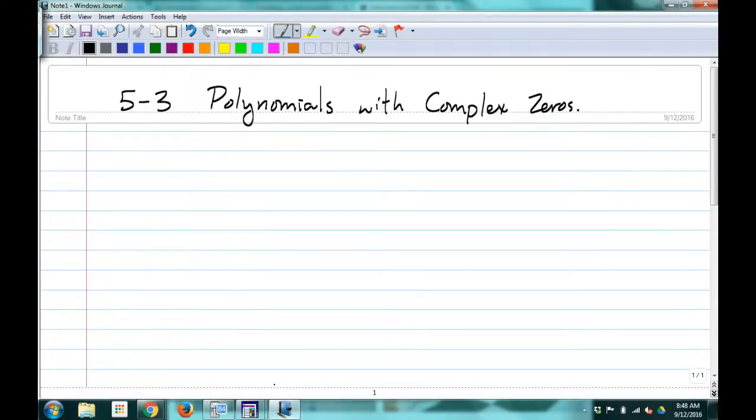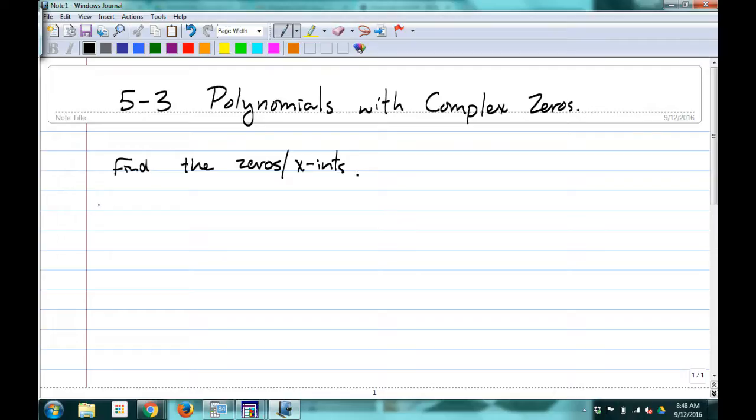Okay, polynomials with complex zeros. When we're dealing with polynomials with complex zeros, really, we're still just finding the zeros or the x-intercepts. Okay, those are the same thing.